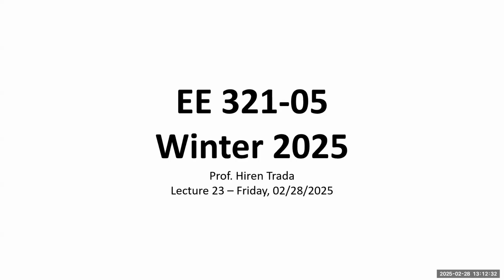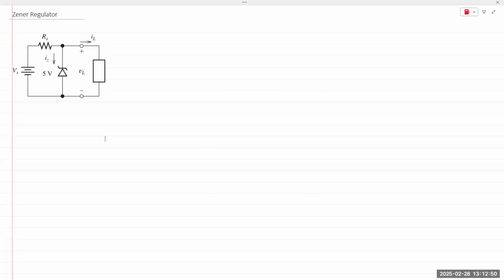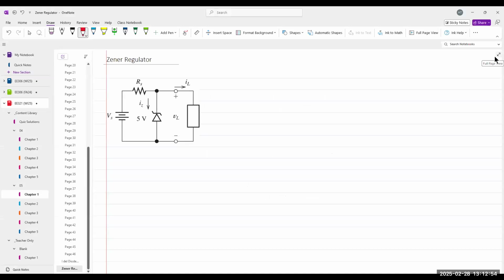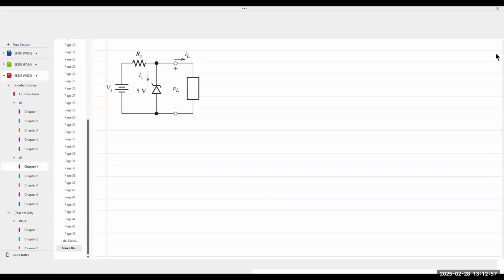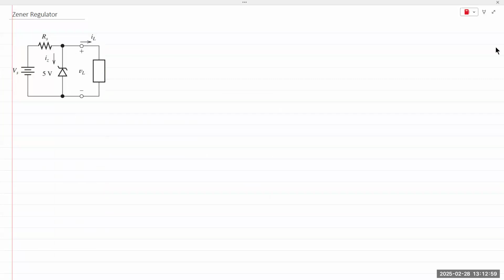Okay, so today we're going to look at a Zener regulator design problem. This is a standard kind of problem.